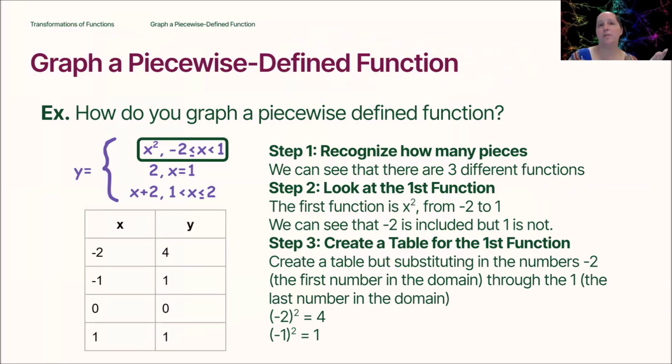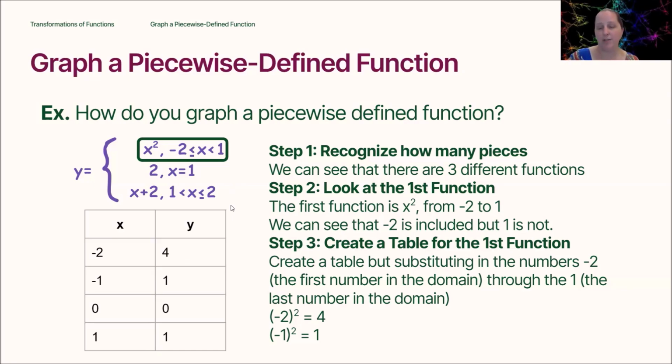Now I'm going to look at my first function. The first function is x squared from -2 to 1, okay? We can see that -2 is not included, but 1 is included. Okay? So I'm going to create a table for my first function. I'm going to substitute this value, -2, into my x and solve. So -2 squared gives me 4. I'm going to do that for each of my values until I get to 1.